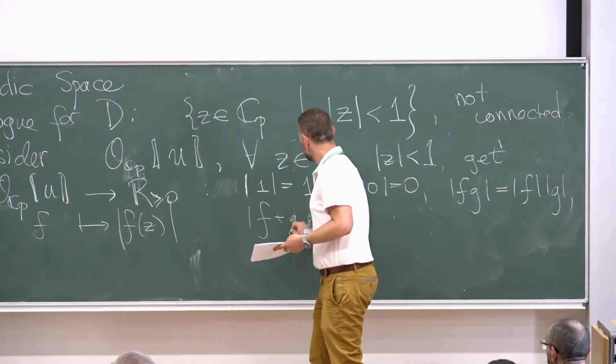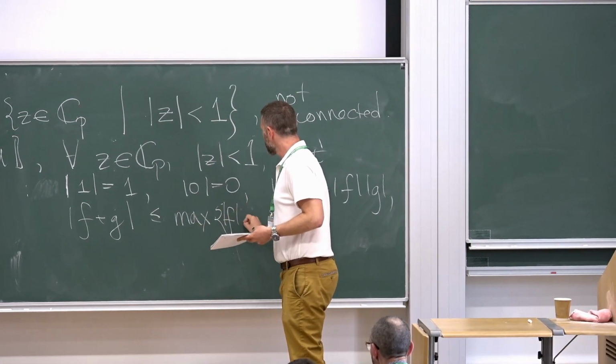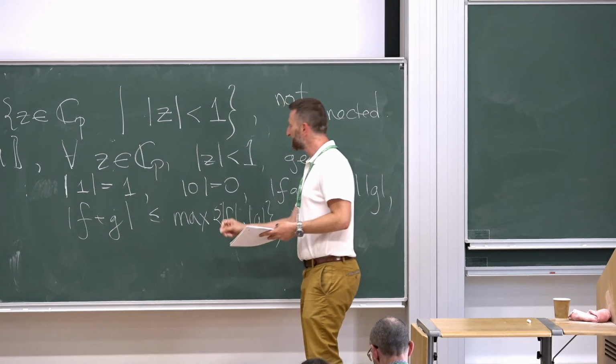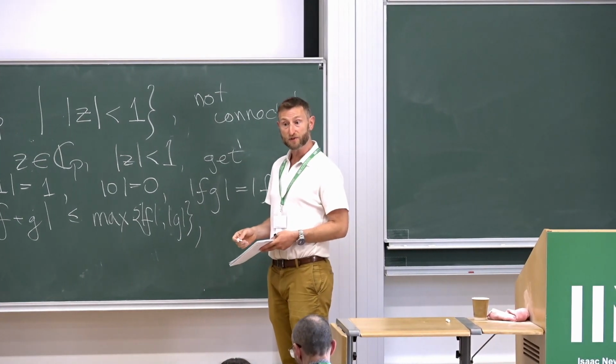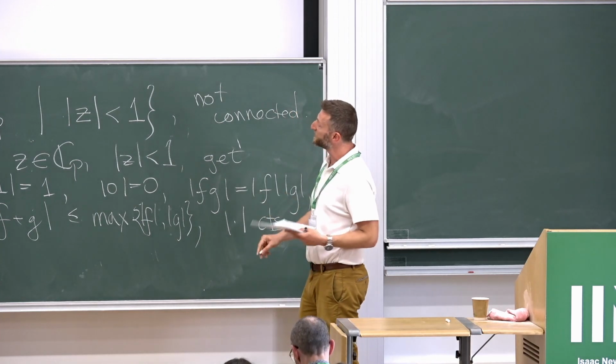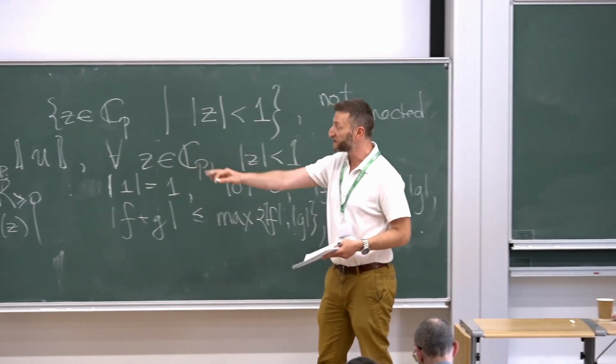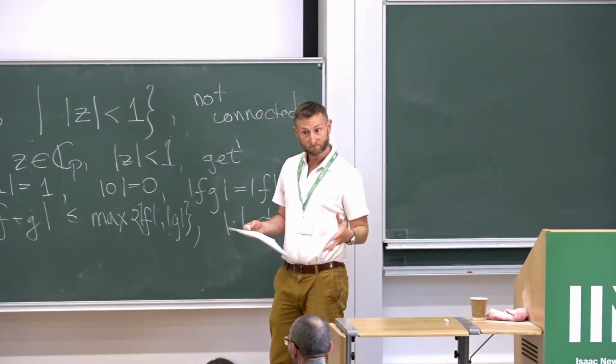The absolute value of f plus g is less than or equal to the maximum of the absolute value of f and the absolute value of g. In other words, this is a kind of non-Archimedean metric. And then finally, the absolute value is continuous in some sense. The preimage of some interval inside of the real numbers should be an open subset of that topological ring.